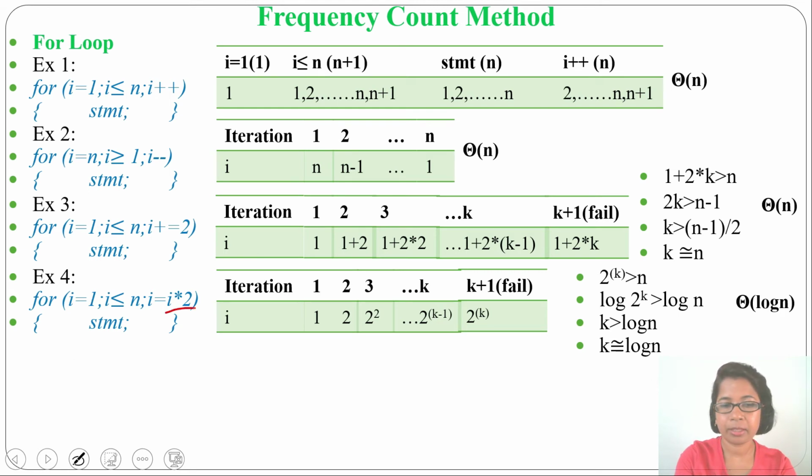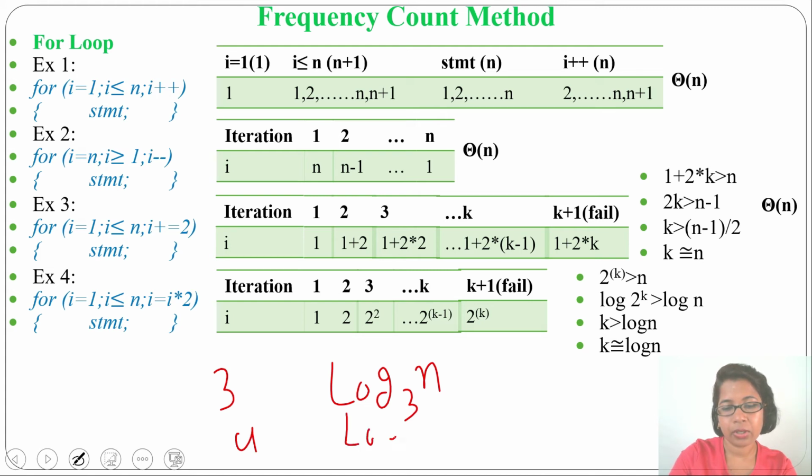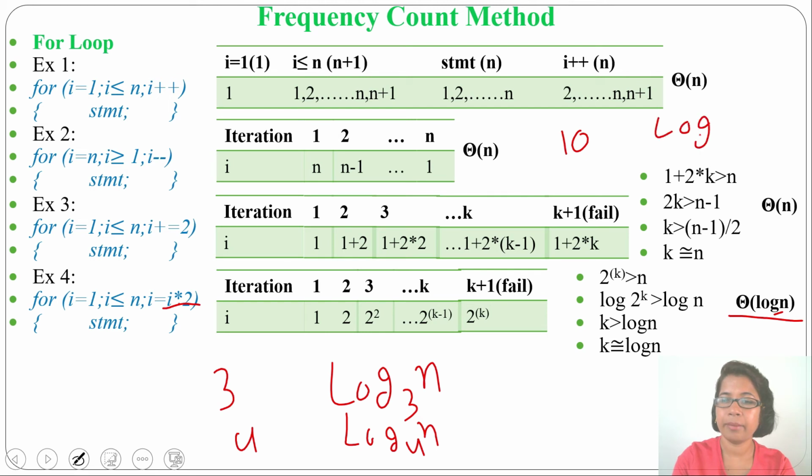If the I value is multiplying by 2, then running time will be theta of log n base 2. If it is multiplying by 3, then running time will be theta of log n base 3. If it is multiplying by 4, theta of log n base 4, like this. If it is multiplied by 10, then running time will be theta of log n base 10.